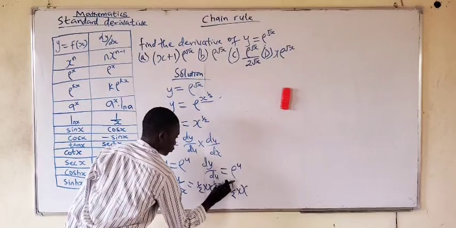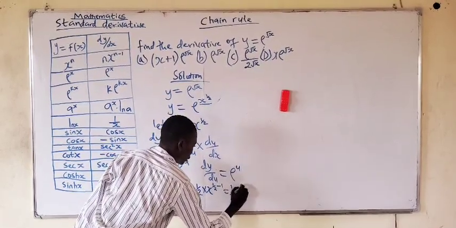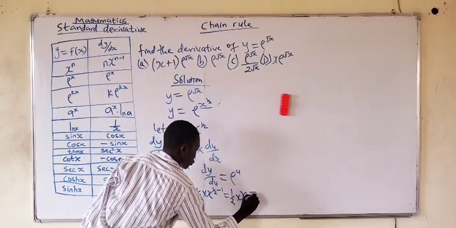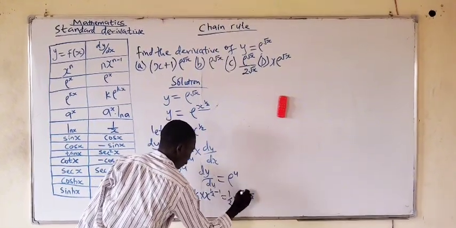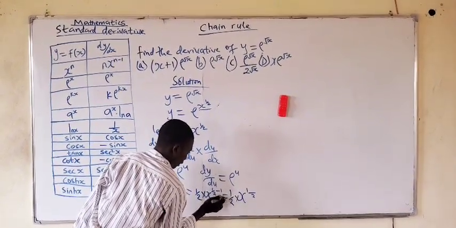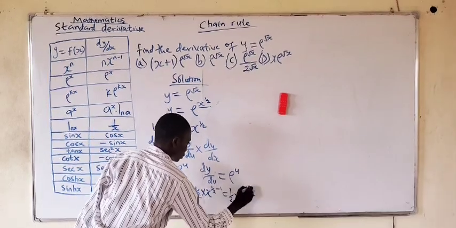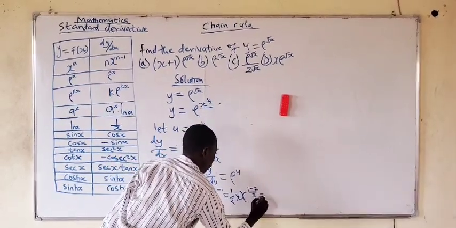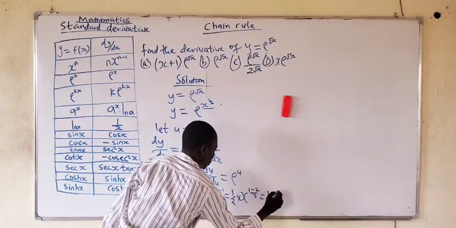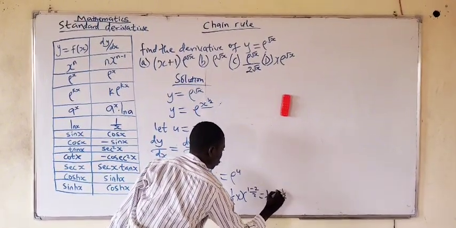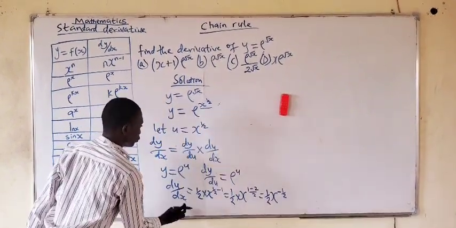Let's find the LCM for 1 over 2 minus 1: 1 times 1 gives 1, and 2 times 1 gives 2, so it is 1 minus 2 over 2, which gives minus 1 over 2. So this will give us 1 over 2 times x raised to the power of minus 1 over 2. So that is our du/dx.